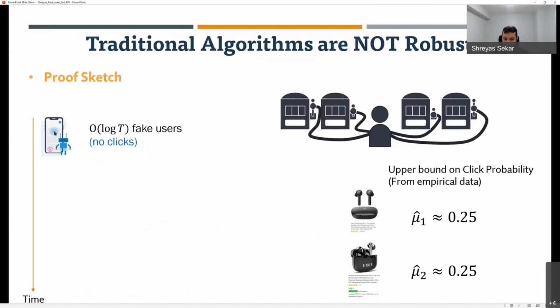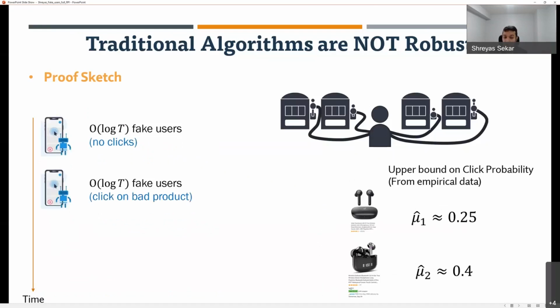So far, so good. Now, in the second round, I'm going to have another log t set of fake users. But these guys are a little different because they're going to skip the good product and click on the bad product. So I'm going to start boosting the R2 term so that R2 starts approaching 0.5, and my overall click probability for the second product is going to be much larger than the first product. Once the fake users are done with their behavior, my platform is going to think with very high probability that the first product is quite bad, whereas the second product is much better.